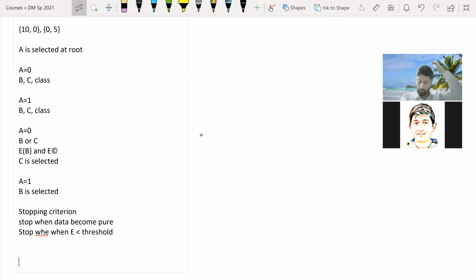Okay. So any questions so far? Now, I'll talk about a couple of other measures. So far I've talked about using entropy.